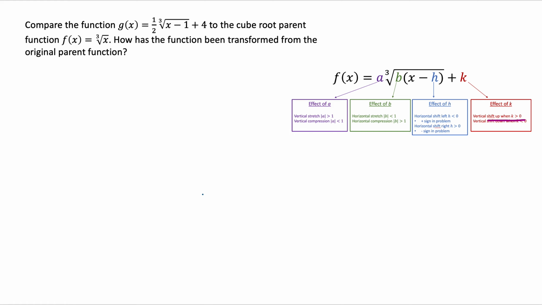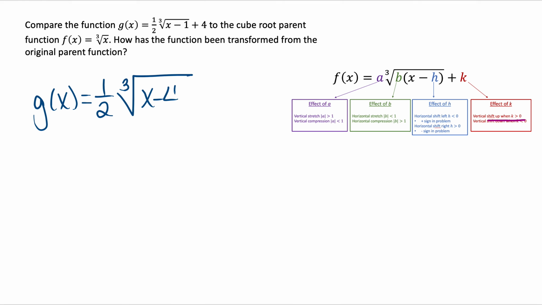Now let's compare the function g of x equals 1/2 cube root of x minus 1 plus 4 to the cube root parent function f of x equals the cube root of x. How has the function been transformed? If we look at this equation, we have g of x equals 1/2 times the cube root of x minus 1 plus 4.